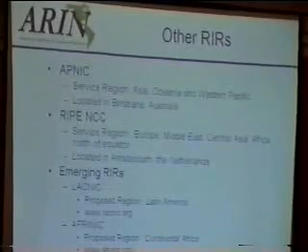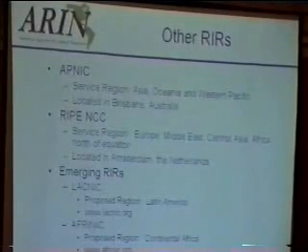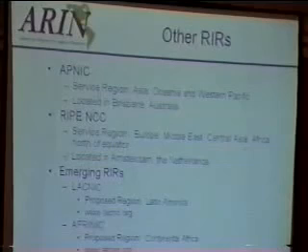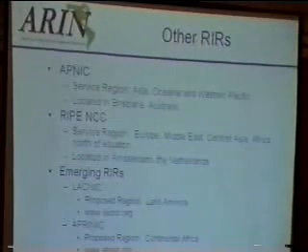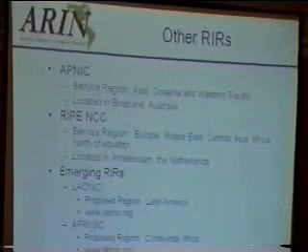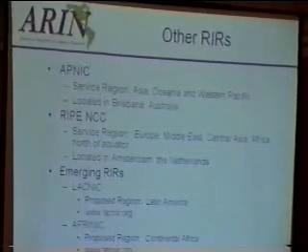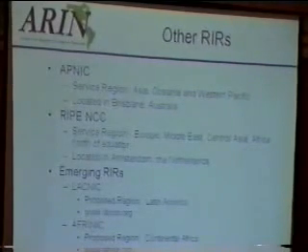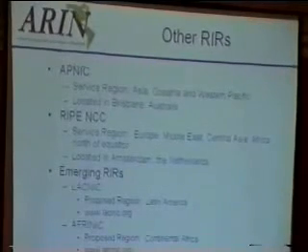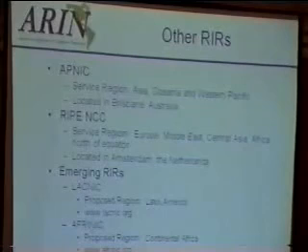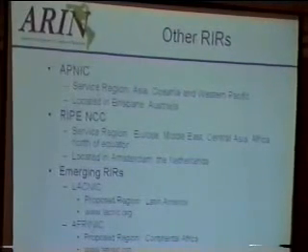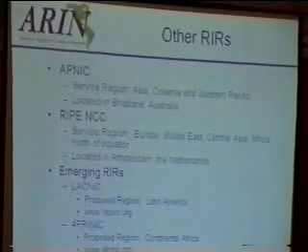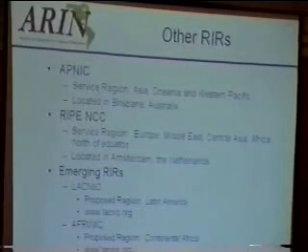We also have two emerging regional internet registries, LACNIC and AFRINIC. The proposed region for LACNIC is all of Latin America, which right now is being looked at as Central America and South America. You can find additional information about their plans and what they're doing at lacnic.org. And for AFRINIC, the proposed region is Continental Africa. Right now that region is serviced by both ARIN and RIPE NCC. You can find information about their efforts at afrinic.org.